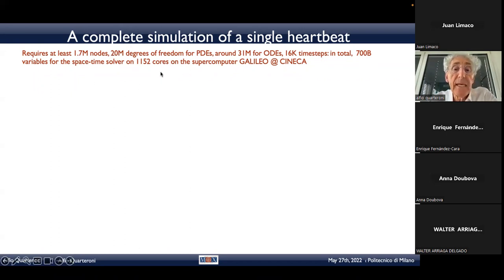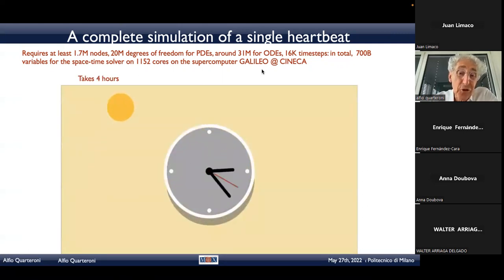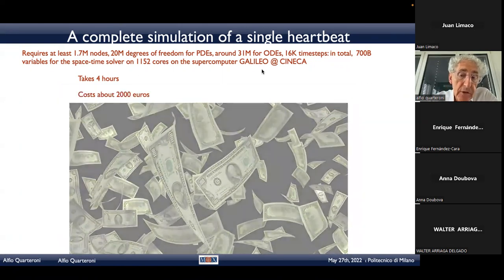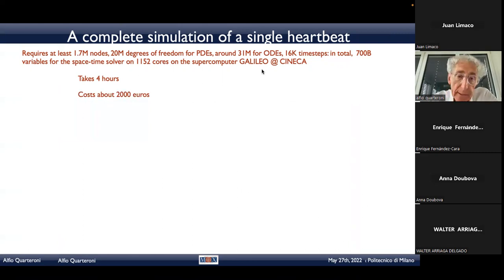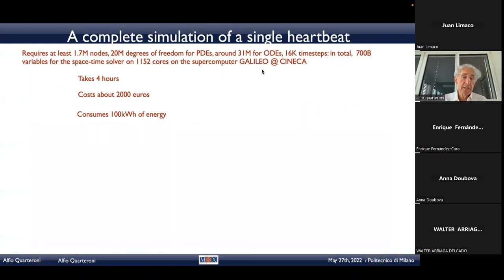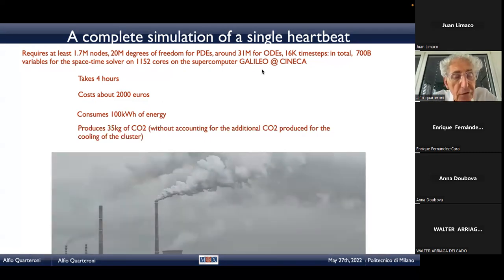And we solve it on a big supercomputer with 1,100 cores, located in Sinica in Italy. It's called Galileo. And to give you an idea, to solve a single heartbeat with all these variables, it takes 4 hours. So this means 4 hours of this gigantic supercomputer, which is only used for this type of simulation, for solving this problem. It costs about 2,000 euros because, of course, using a supercomputer, you need to pay for it. It consumes 100 kilowatt hours of energy. It's a big consumption. And it produces 35 kilos of CO2.